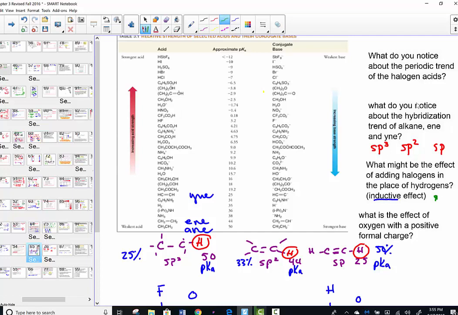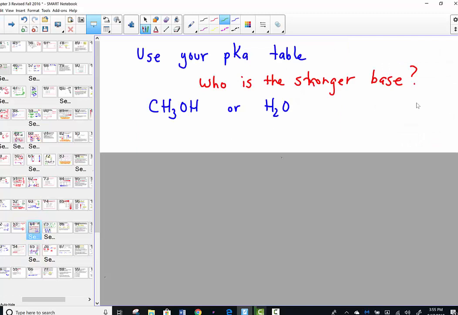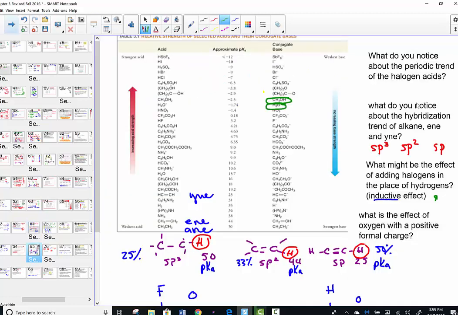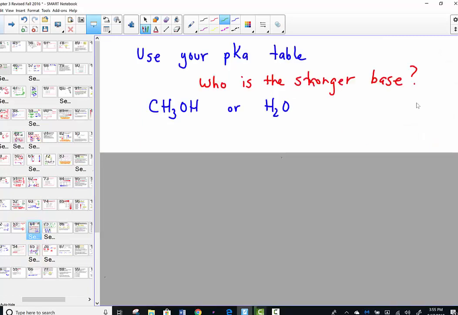On the previous slide, we were comparing methanol and water. How did I know to go to the base side? Well, the question asked, who is the stronger conjugate base? So I'm going to go to the right side of my pKa chart and find the two choices. Here's methanol and here's water. And remember, the stronger bases are below each other. So if I'm comparing methanol to water, methanol is the stronger base. It's as easy as just looking them up and finding the position on the chart.